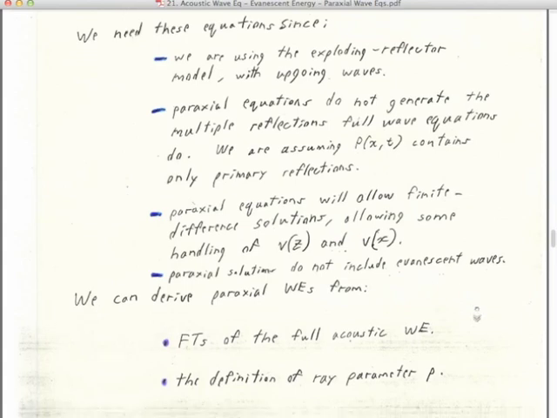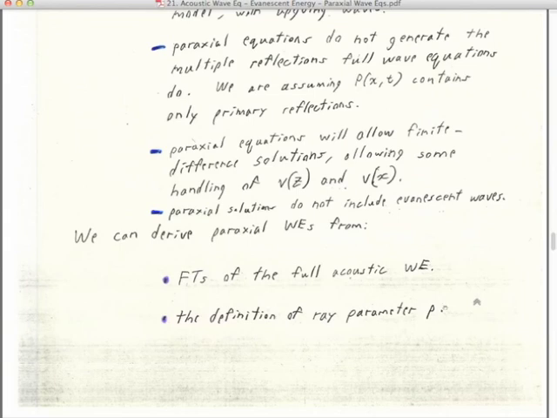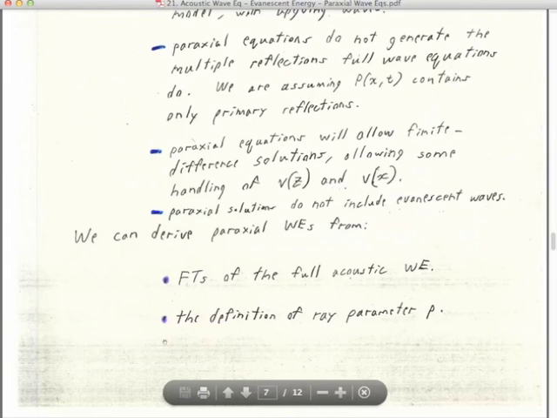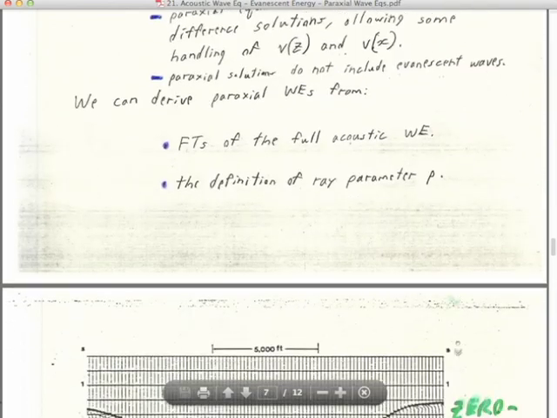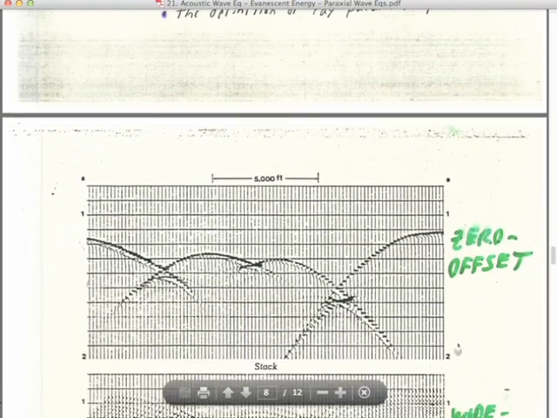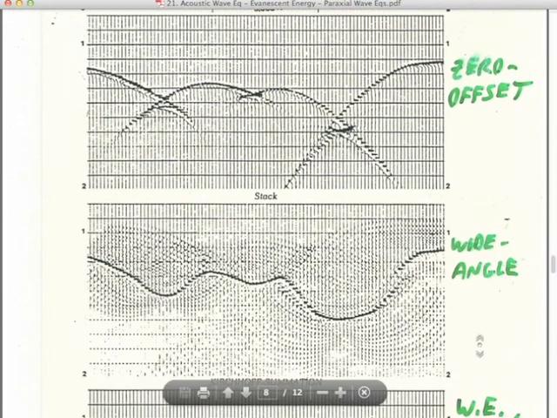So that's kind of nice. There are several ways of deriving paraxial wave equations. We can derive them from Fourier transforms of the full acoustic wave equation, or we can derive them from the definition of the ray parameter P, the seismological ray parameter or slowness. Here's something on the effect of our paraxial wave equations. We're going to develop some new migration methods that we're going to call wave equation migrations, WE migrations.